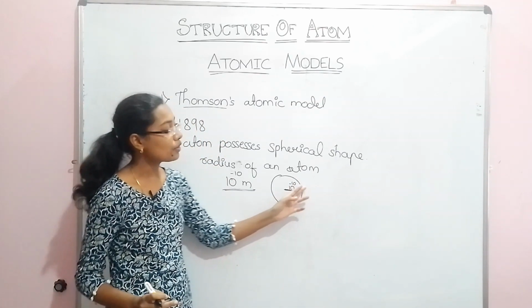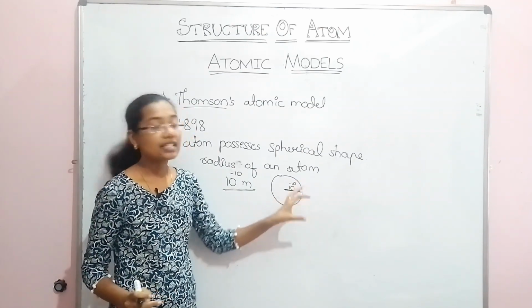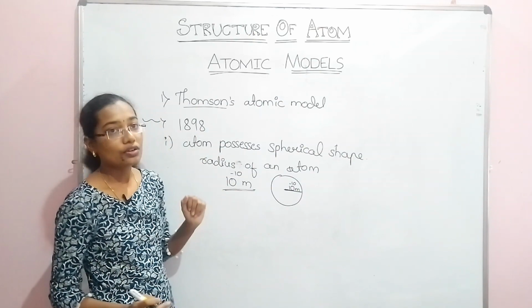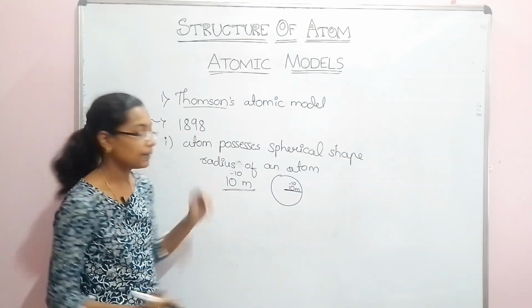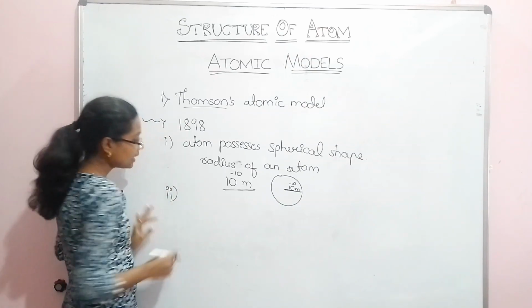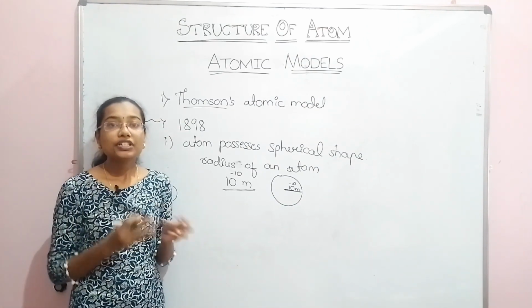That is 10 to the power minus 10 meters, which is the radius of the atom as given by Thomson. This is his first property. And the second one is, he said the positive charge.